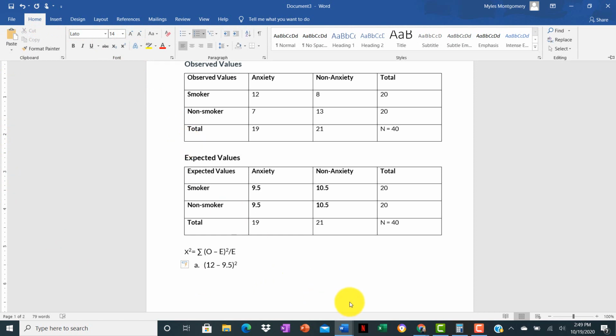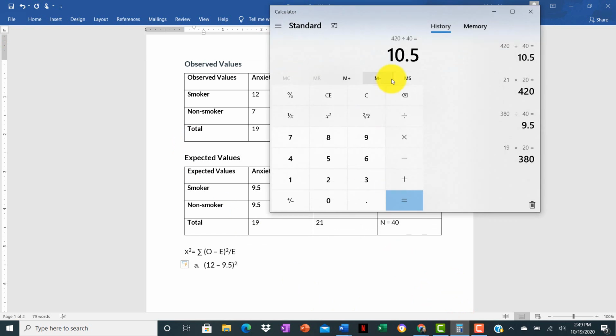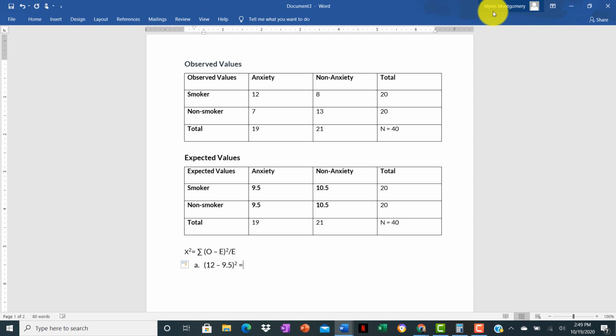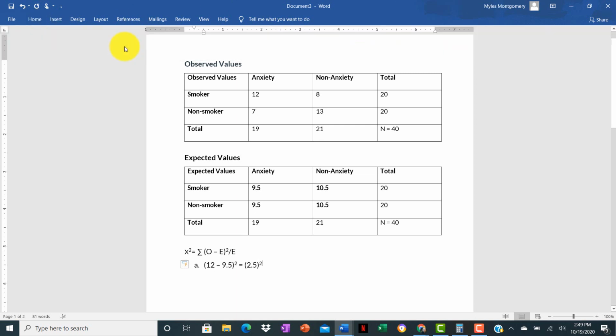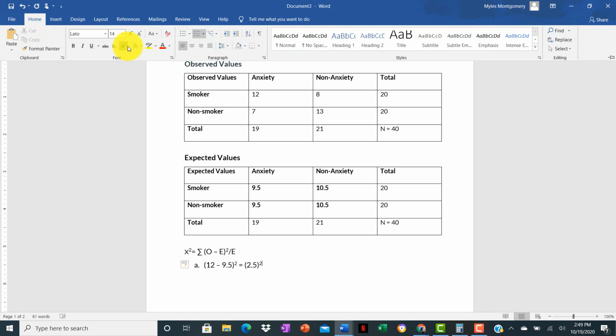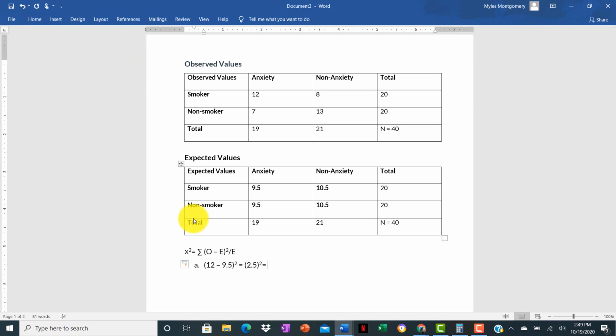Okay, and as usual, we'll go ahead and use our calculator. Clear it out. 12 minus 9.5 equals 2.5. So we'll go down here and say 2.5, and again, that's got to be squared because we didn't do that yet, did we? Okay, squared. When we find the squared value, we'll put that down there.